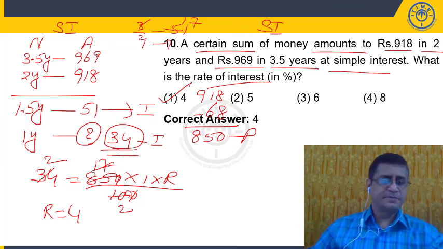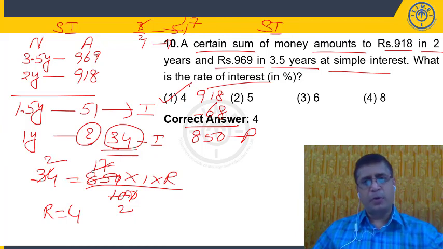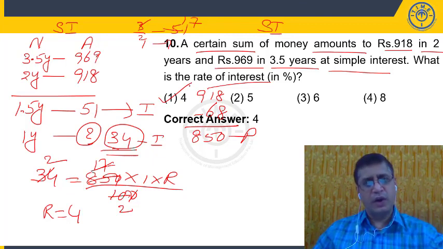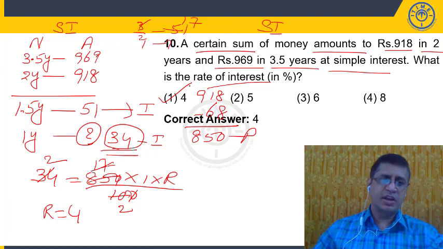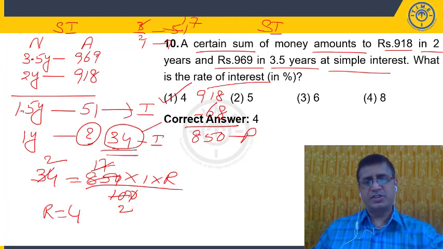Please note this one. Am I clear? So 1.5 years is the difference between the time periods, 3.5 and 2 years. The time gap is 1.5. 1.5 years interest is 51, which means 1 year interest is 34 rupees. 34 rupees is the 1 year interest.